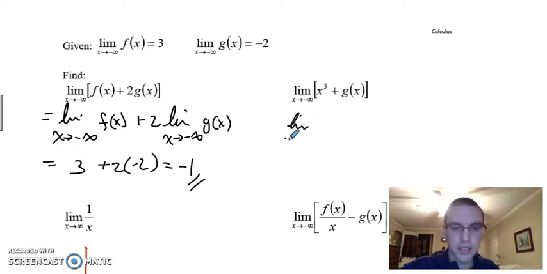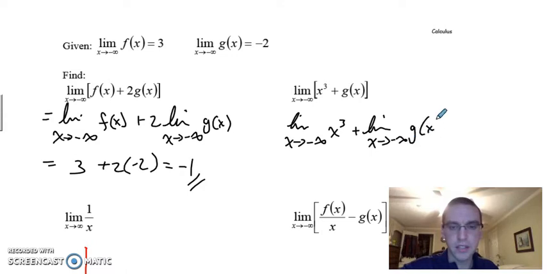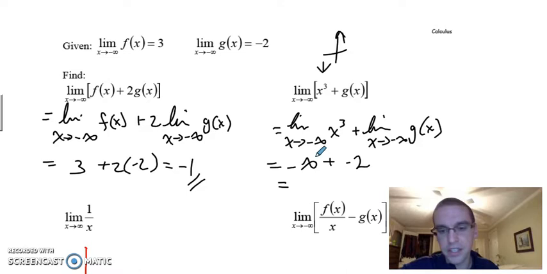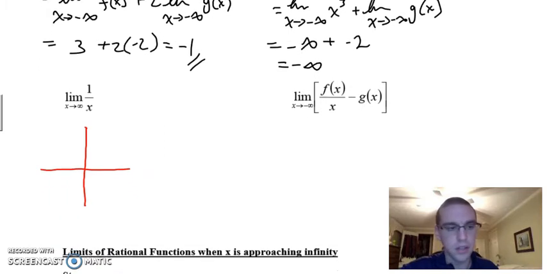The limit as x approaches negative infinity of x cubed plus the limit as x approaches negative infinity of g of x. We need to make sure we have our equal sign there. So what is this? Well, we know the end behavior of x cubed is that. And as we approach negative infinity, it's going to be negative infinity plus a negative 2. Well, we know infinity always wins out. There's never a chance. So it's just going to be negative infinity. That plus negative 2 means absolutely nothing. Negative infinity will always win.